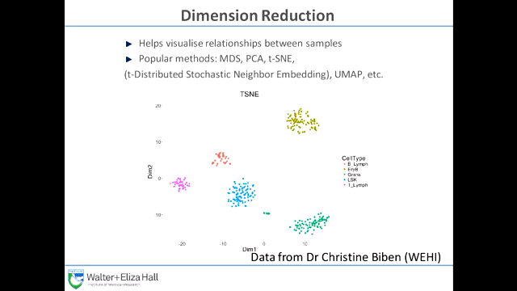For this particular data set, we've got a set of blood cells from Dr. Christine Biben at WEHI, just across the road. And so you can see that the t-SNE plot in this particular case does a really nice job of separating the different cell types. In this case, we have annotations from the biologists based on, say, marker genes, using what they know about their biology, where we can have truth labels about what's going on, and we can see that these particular cell types cluster very nicely in this t-SNE space.